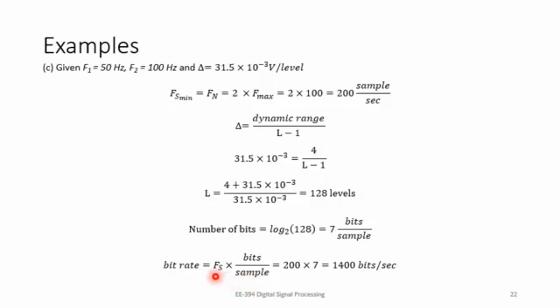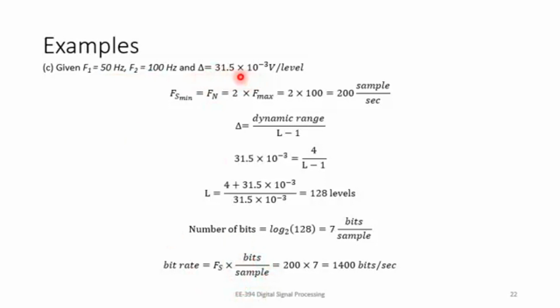In this case, fs is 200 samples per second because the maximum frequency is 100 Hz. So fs minimum will be fmax × 2, and 2 × 100 is 200 samples per second. So this is the minimum fs we can have. As it was already 200 samples per second, we cannot reduce fs from 200 samples per second, otherwise there will be aliasing. So we are left with the bits per sample option.